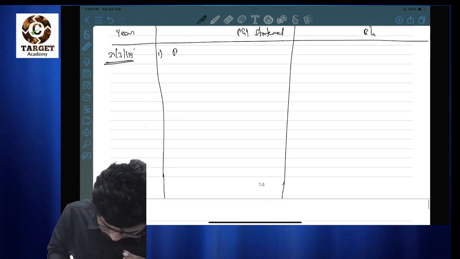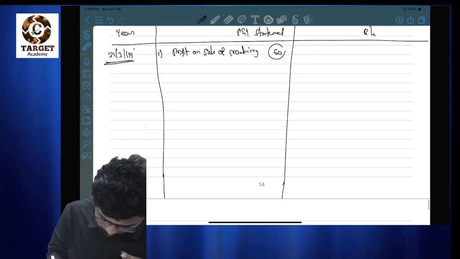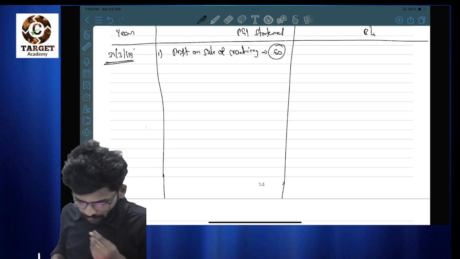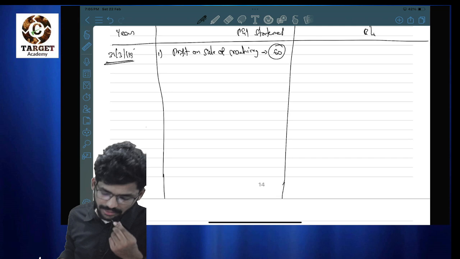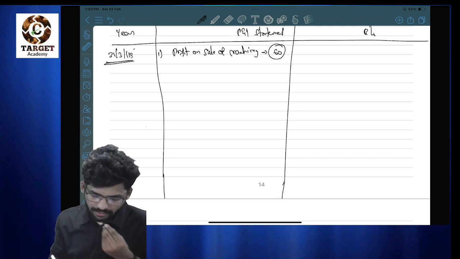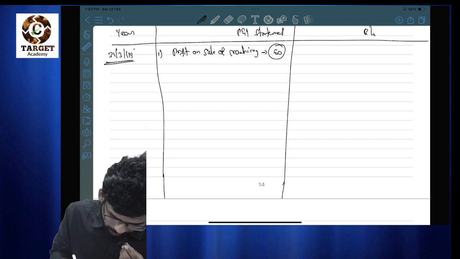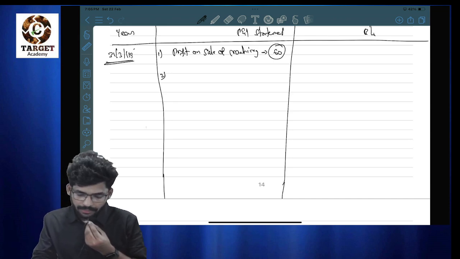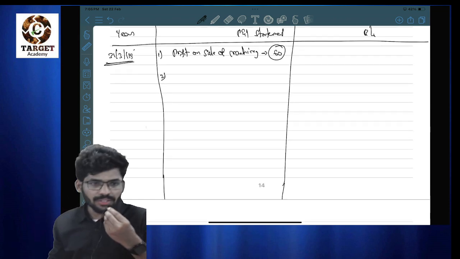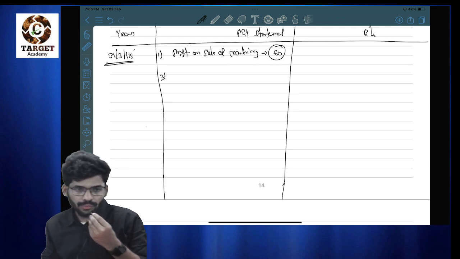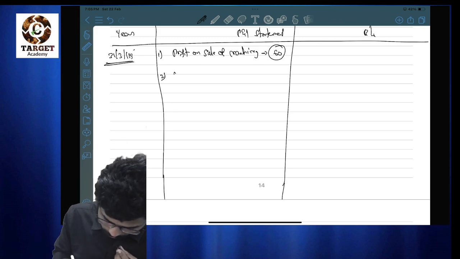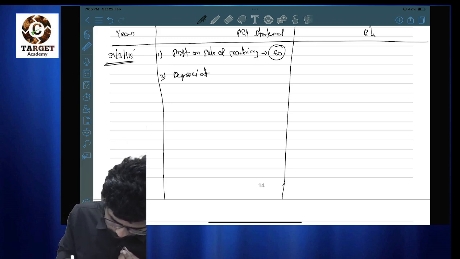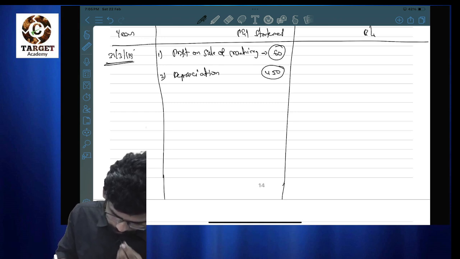First point, profit on sale of machinery. How much? Profit on sale of machinery 60. We just need to write a sentence. That's it. Next, anything? Depreciation will be how much? 450, right? So depreciation 450. First year depreciation 450.